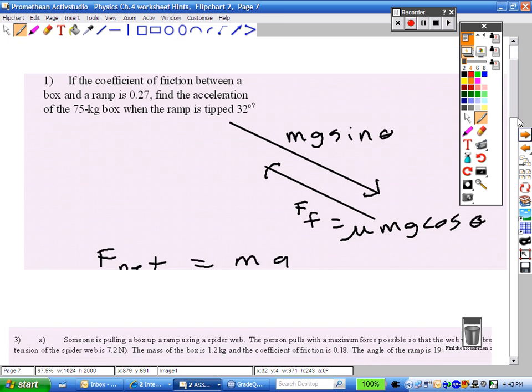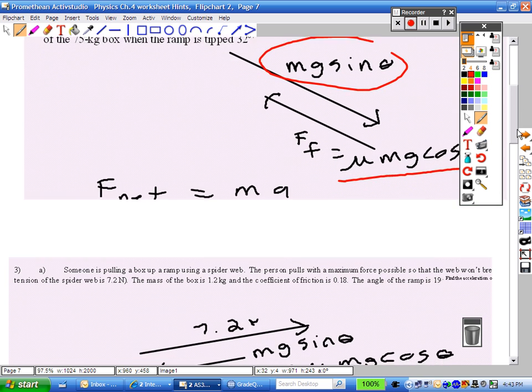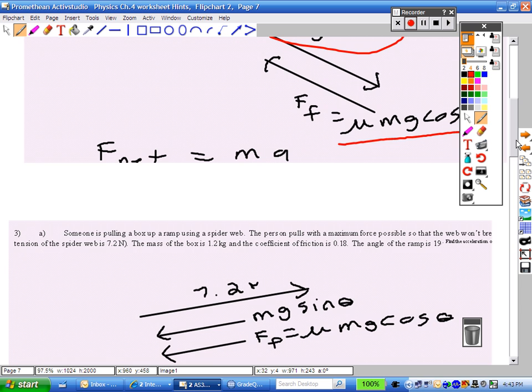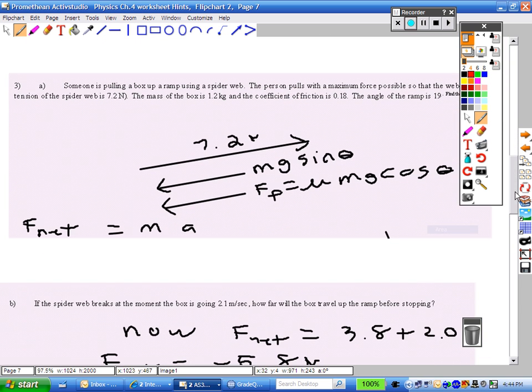Well, I might be running out of time, but let's take a look at number 1 on the last worksheet. mg sine theta is pulling down. Every single problem with the ramp has an F sub p going down. For this one, you overcome gravity of mg cosine theta times mu to find the net force for F equals ma.